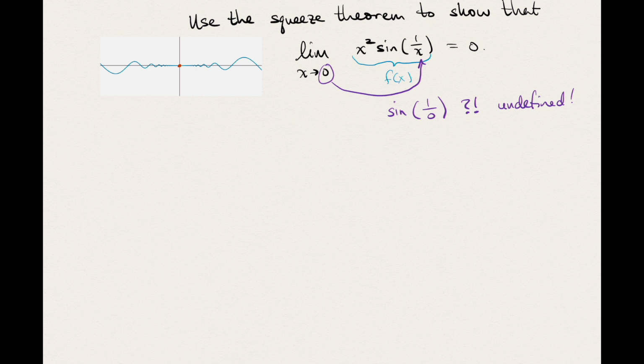So what we're going to do is start with something we do know, which is that -1 is less than or equal to sine of anything, which is less than or equal to 1. So this is a trigonometry fact. Why we're conjuring this trigonometry fact up is going to be revealed in a few moments, but big picture, we're trying to get control of this wobbly thing, sine of 1 over x.